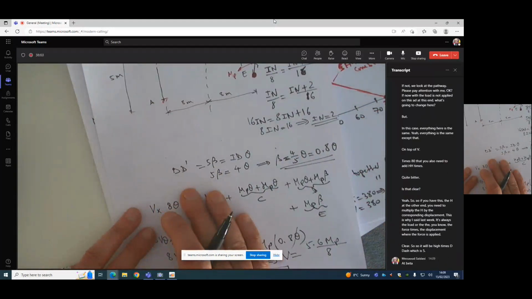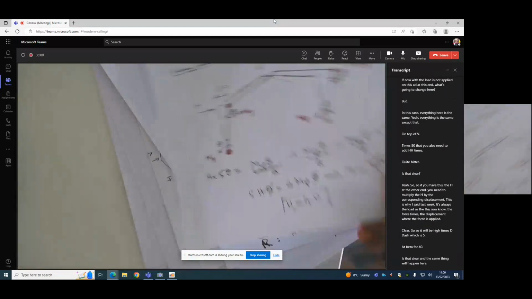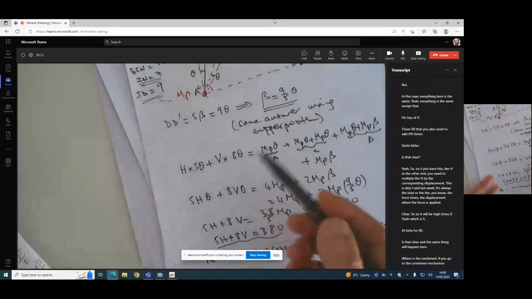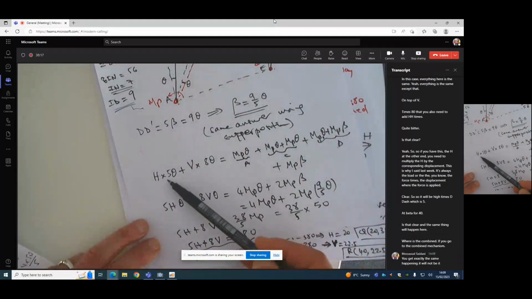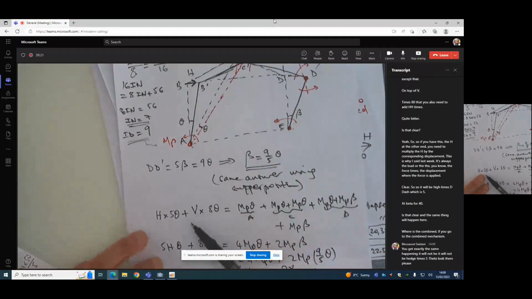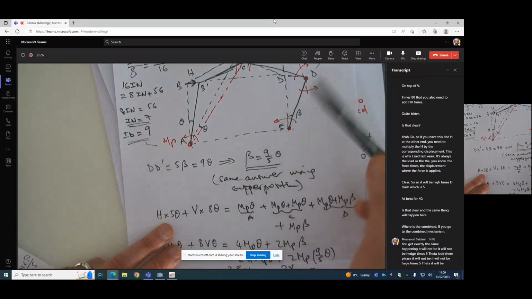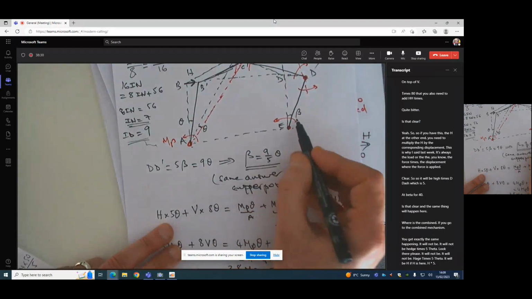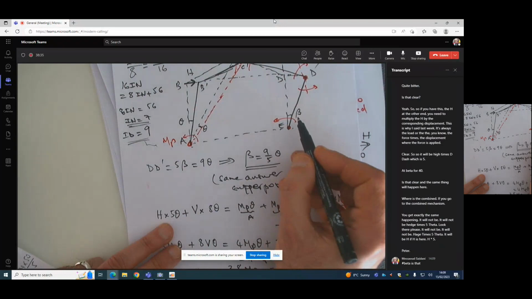Is that clear? And the same thing will happen here. If you go to the combined mechanism, you get exactly the same happening. It will not be H times 5 theta. Look there, please. It will not be H times 5 theta. If H is here, it will be H times 5 beta. H times beta. Is that clear? Right?